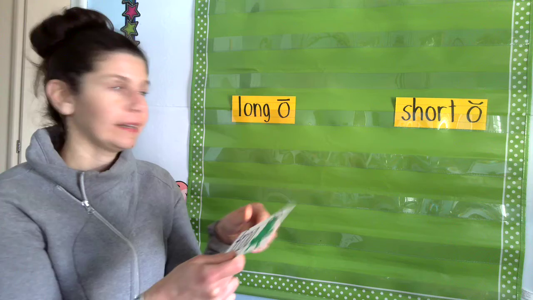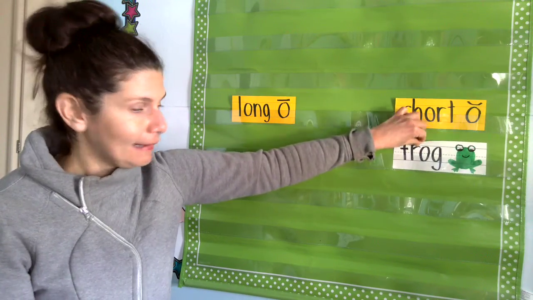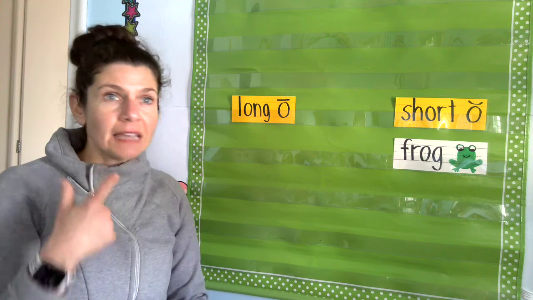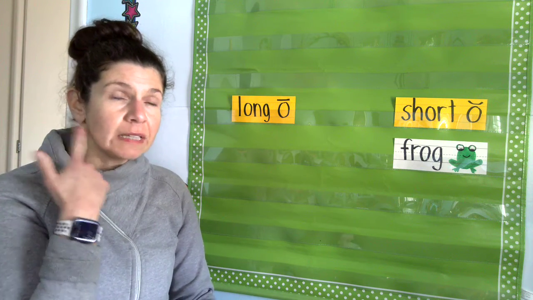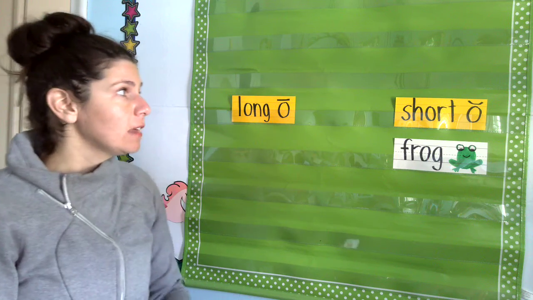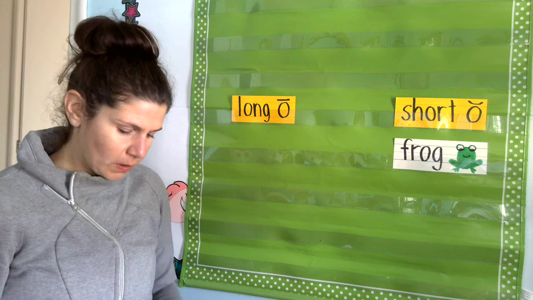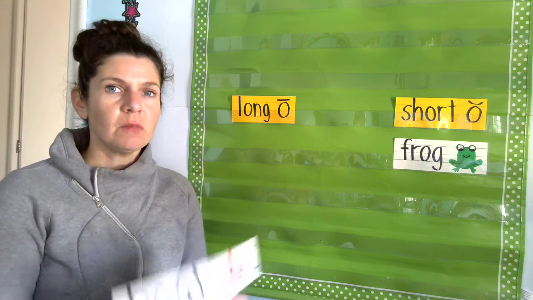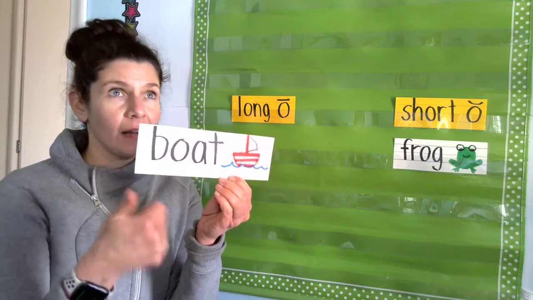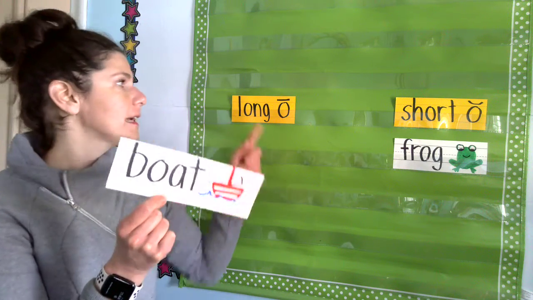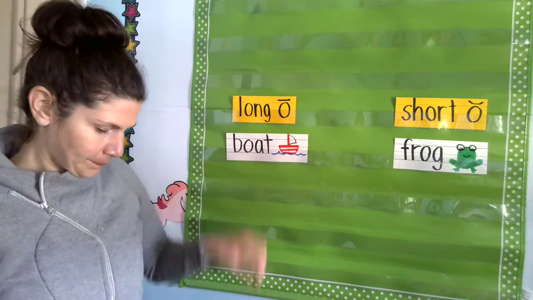Frog. I hear that short O, ah. It helps me to say the word slowly and listen to each sound so I can listen carefully for that vowel sound, the O sound, so I know if it's a long or short, okay? Let's try it with boat. I hear a B and O right there. I hear it saying its name, so it's long.